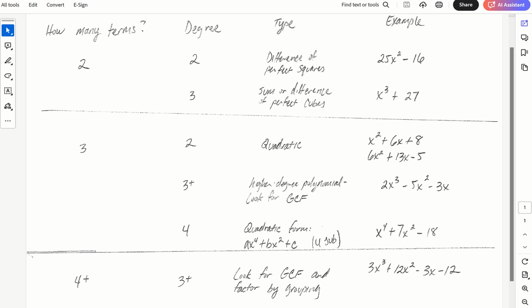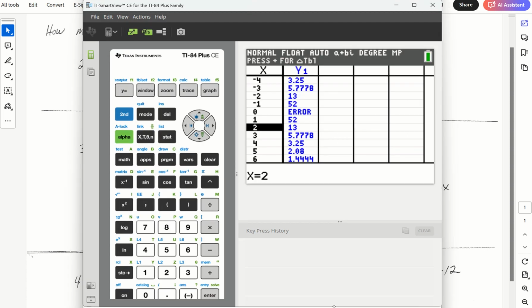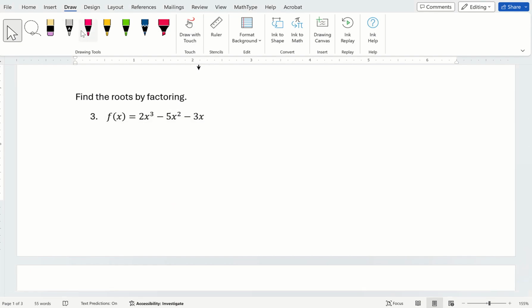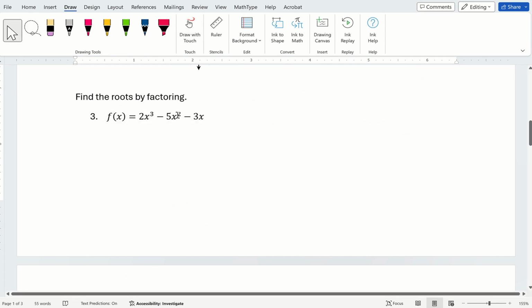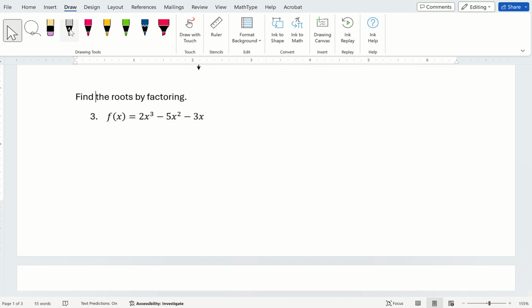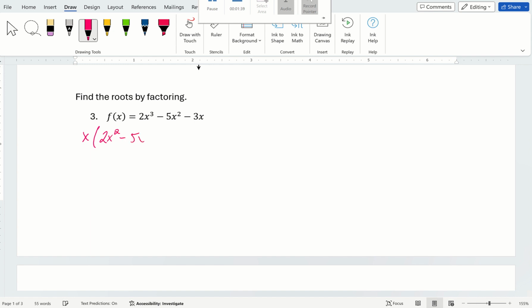And what we're going to be doing is looking for the greatest common factor to begin with. And this, in fact, is the example I used on the chart. So here we have a degree 3 polynomial, and we're looking for a greatest common factor between these 3 terms. And the greatest common factor is going to be x. So I'm going to factor out an x. And I'm left with 2x squared minus 5x minus 3. And I'm going to set that equal to 0.